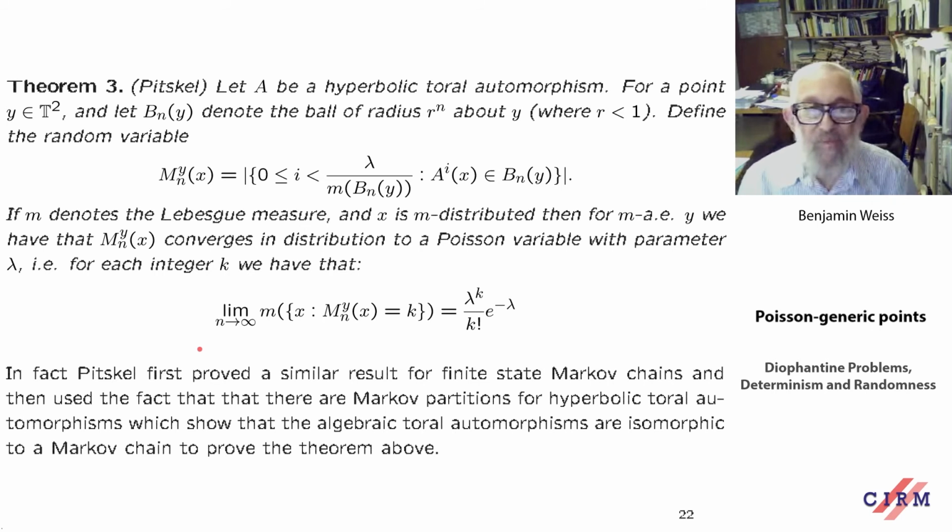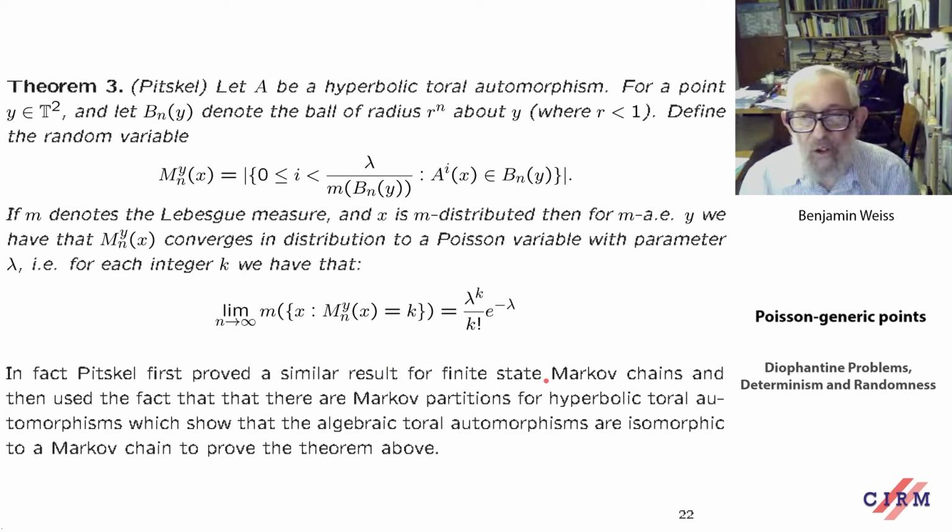Now, I didn't formulate Pitskel's real theorem. His real theorem was for finite state Markov chains. And he proved the same kind of result for finite state Markov chains. There you don't use simply blocks because blocks don't have equal sizes. You use sets that are roughly equal, that are defined by blocks of roughly equal length.